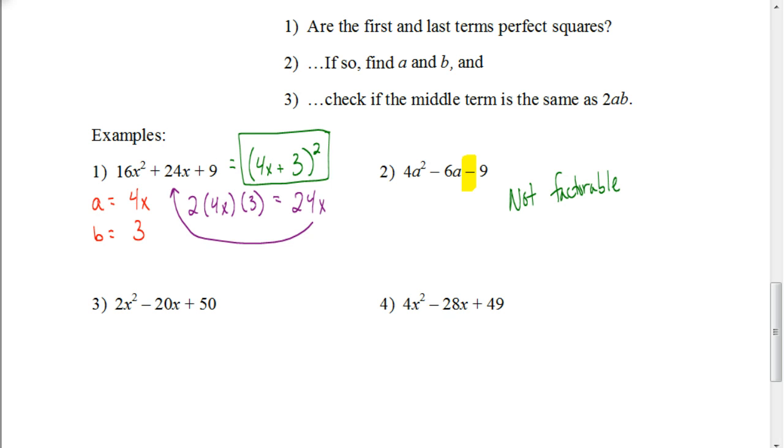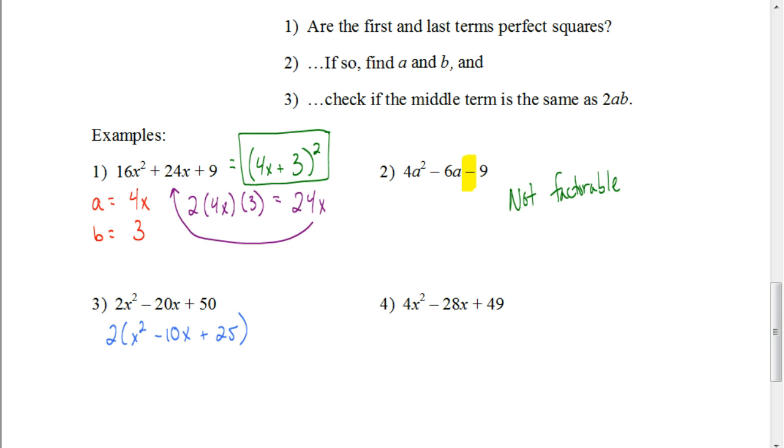Okay, let's see how you did here. This first one, number 3, is the one that I was telling you about. This is the one that's got a greatest common factor. If you look at the 2, the 20, and the 50, all three of those numbers are divisible by 2. So we're going to factor out a GCF of 2. When you do that, you end up with x squared minus 10x plus 25.